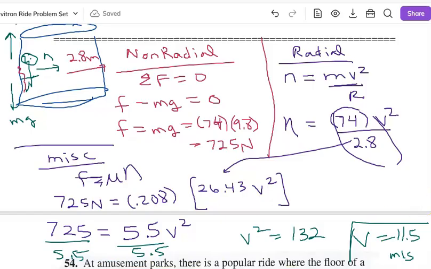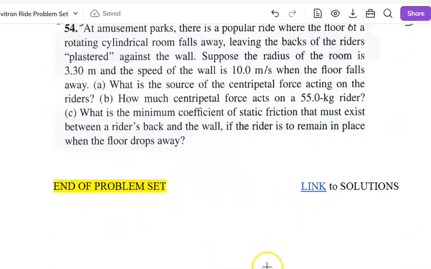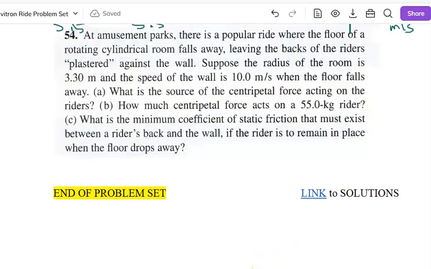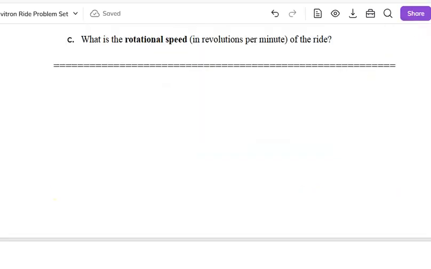Okay, let me just check that. Yay. Okay, so again, this is tricky because you're going to have non-radial, radial, and miscellaneous, and you're going to have to combine the stuff that you know in order to solve for what you don't know. Okay, the final question is, again, same force diagram. Oh, nope, sorry, we didn't do 2B, convert to revolutions per minute.